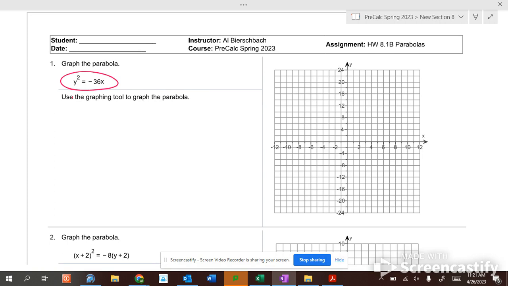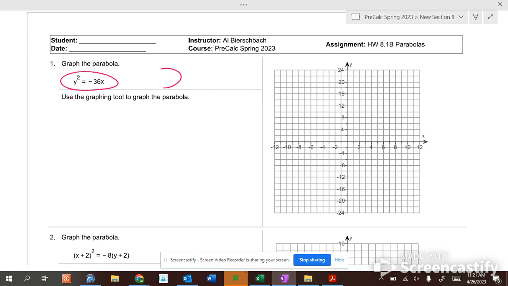We look at the function. What is squared, y or x? When y is squared, is it a left-right parabola or an up-down parabola? It's left-right. If it's negative, it's going this way. Okay, so get that in your mind first of what's going on with the parabola.